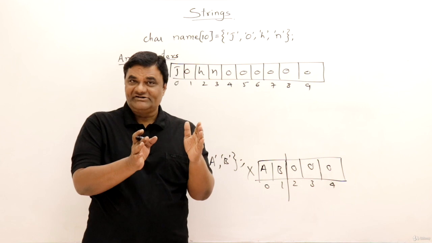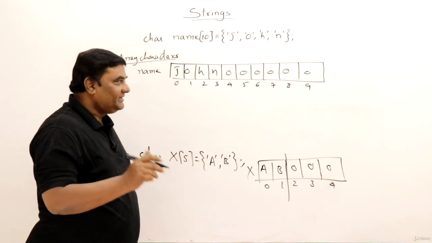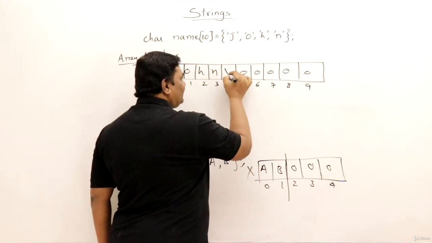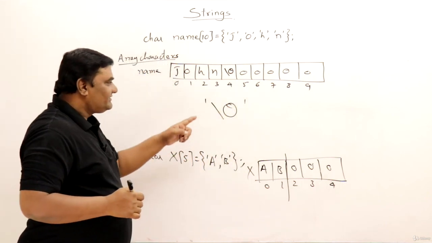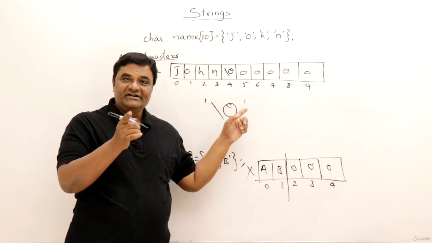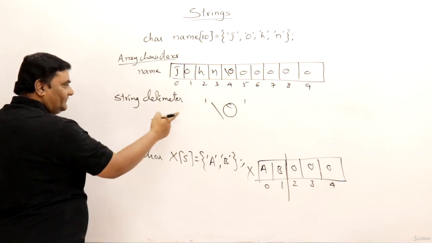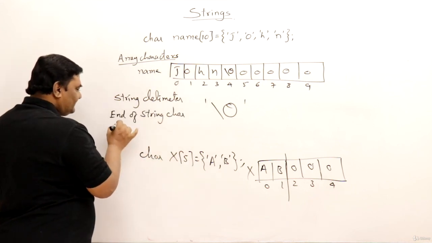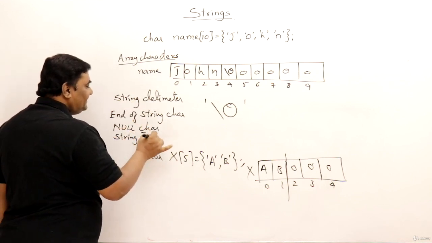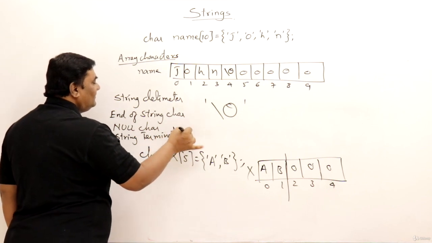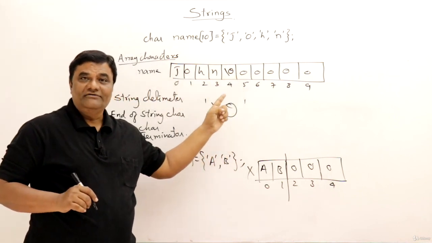So we should know either the length of a string or we should have the end point of a string. In C and C++, it is marked with the null character, that is \0. This is a null symbol, or a string delimiter, or end of the string character. It is called the string delimiter, or end of the string character, or null character, or also we call it the string terminator. This is used to show the end of a string, the end of string marker.